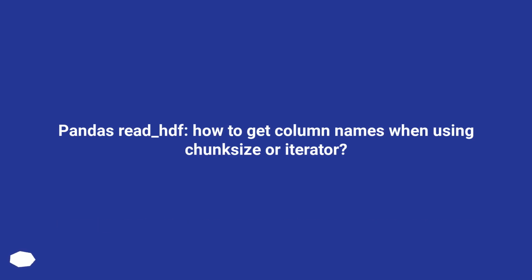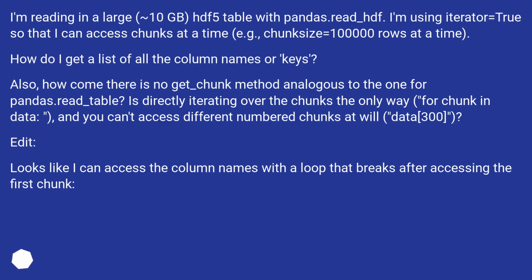pandas read_hdf, how to get column names when using chunksize or iterator? I'm reading in a large, ~10 GB, hdf5 table with pandas.read_hdf. I'm using iterator=True so that I can access chunks at a time, for example, chunksize=10000 rows at a time. How do I get a list of all the column names or keys?